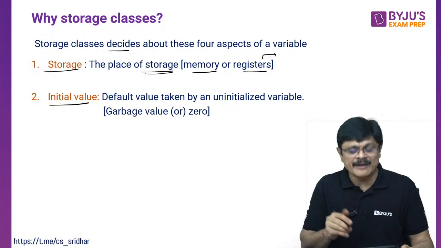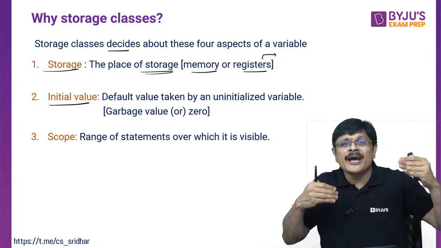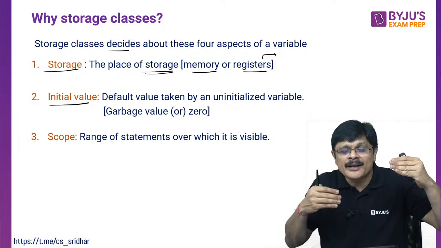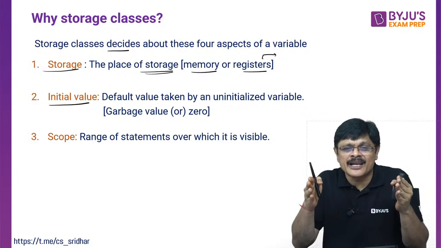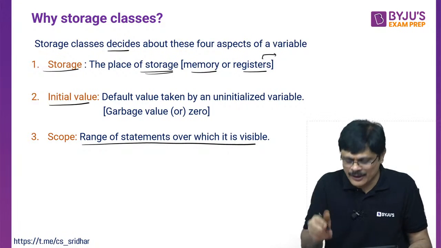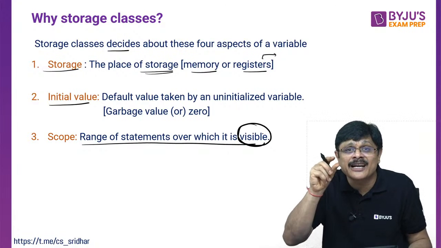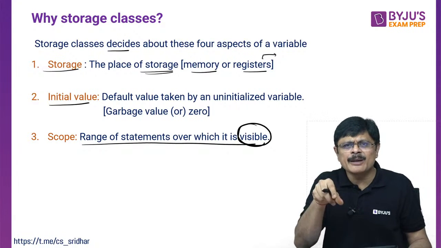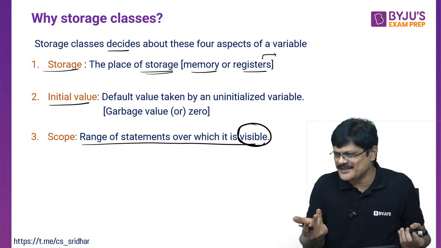And the third point it will tell you is scope. Scope in the sense of the part where you can access this particular variable, that is the range of statements over which it is visible. The scope will tell you mainly about the visibility, where this particular variable is visible. Visible means you can access it, you can use it. If it is not visible, you cannot access it. Simple.